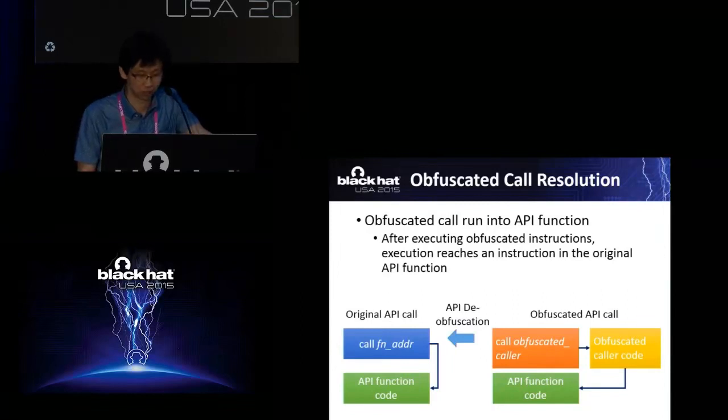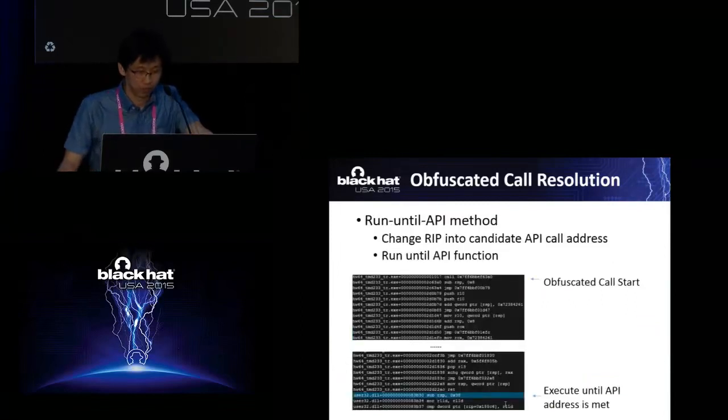So I decided to use some debugger techniques. I changed RIP in 64 bits and EIP in 32 bits into the candidate API call addresses and just executed until the API function. The first call instruction is executed, it branches into another section of the code, and finally it goes to the API function code.